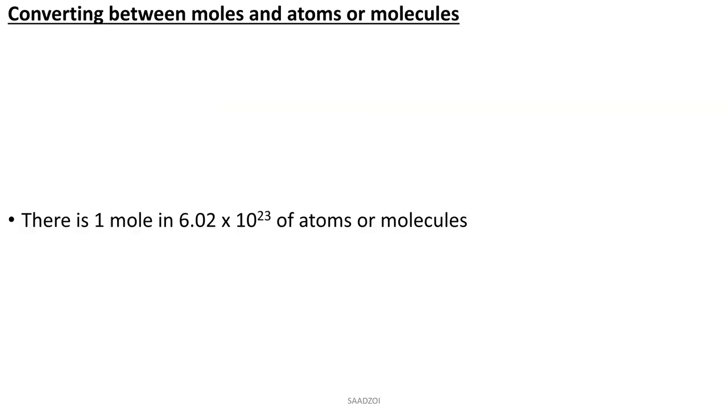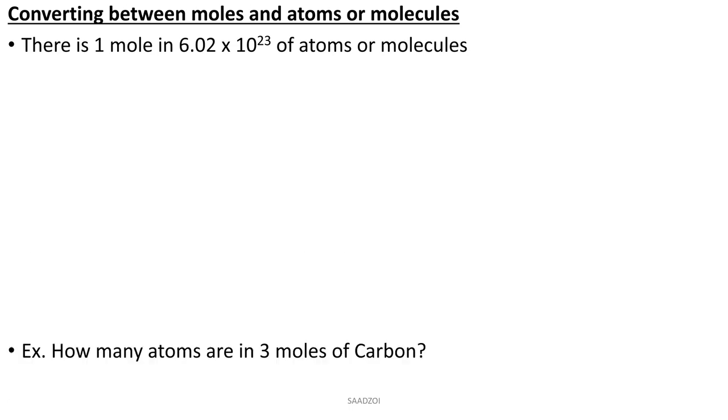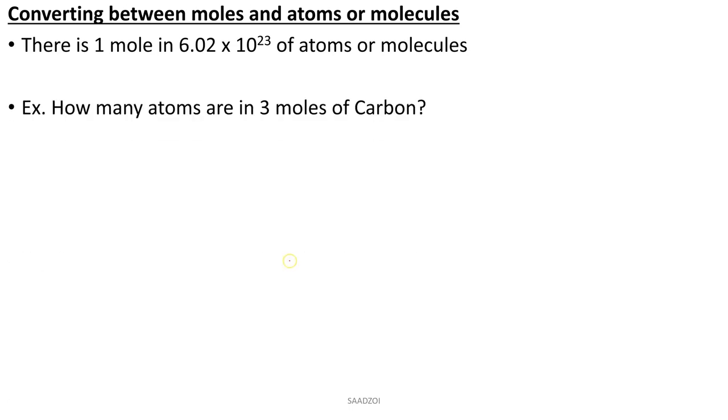Converting between moles and atoms or molecules, there's exactly 1 mole in 6.02 times 10 to the 23rd atoms or molecules. So how many atoms are in 3 moles of carbon? Well, we're going to put our 3 moles on the upper left-hand part of the T-chart. Now, here's our relationship. So which one goes on top? Well, you know 1 mole has to go on the bottom, right? So 6.02 times 10 to the 23rd on top. And since we're talking about a single element, we can call it atoms.